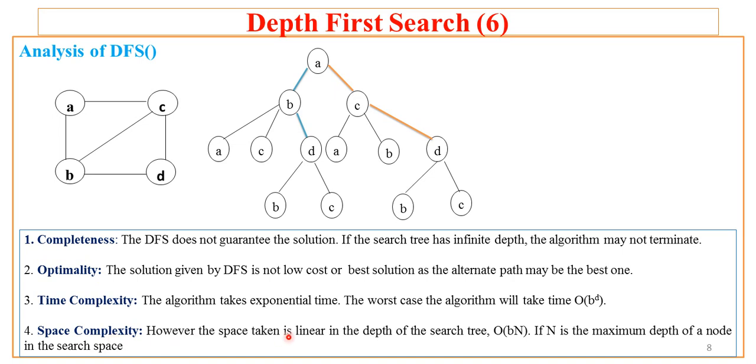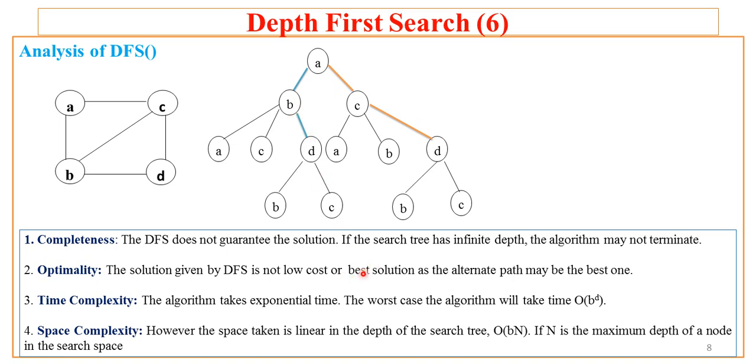What of the space complexity? It is linear to the depth of the search. It is b into n. What is n? N is the maximum depth of the node in the state space. That is, for any given node, n is the depth for that particular node. For example, A has depth 1, 2, 3, 4. For example, B has depth 1, 2. So this way the space is linear.